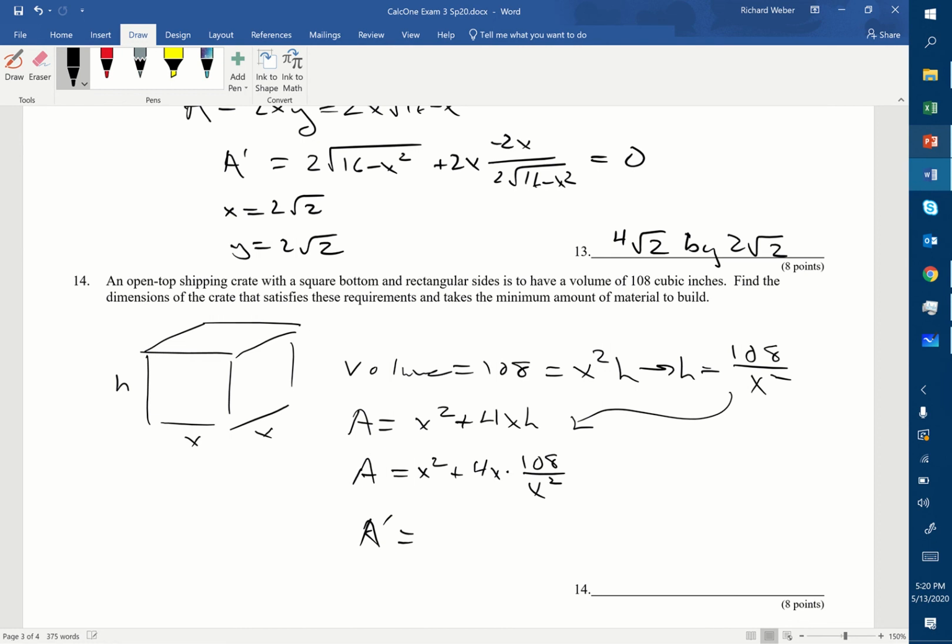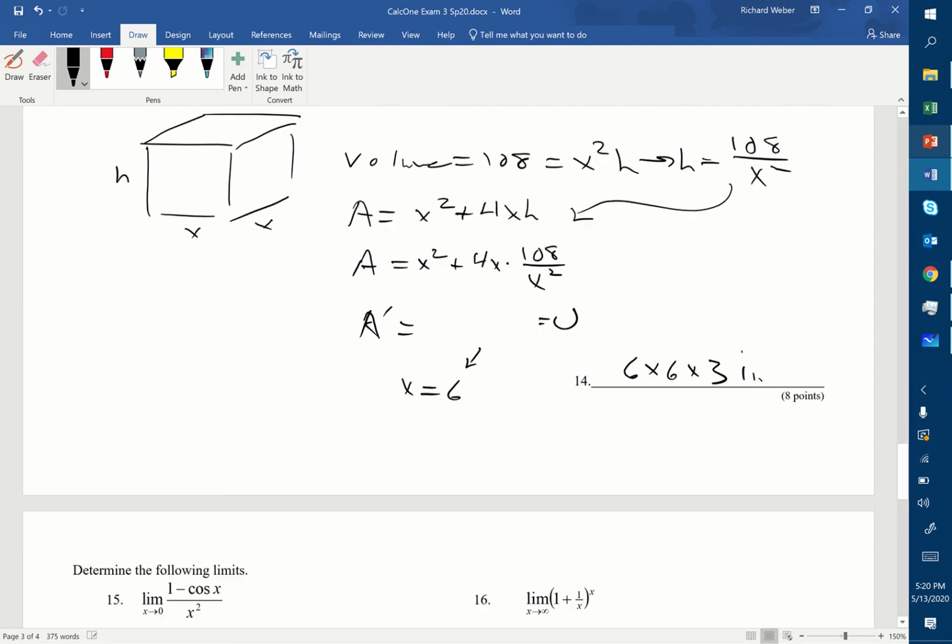So now you're off to the races finding A prime, and eventually, when you set it equal to 0, you end up with x is equal to 6. Well, then when you plug that in, h ends up being, what, 3, I think. So finally you get 6 by 6 by 3 inches is the answer to number 14.